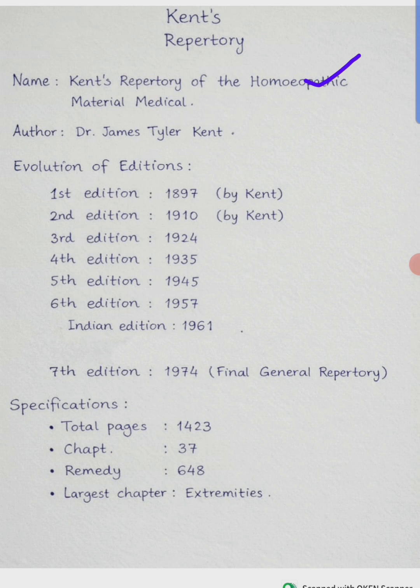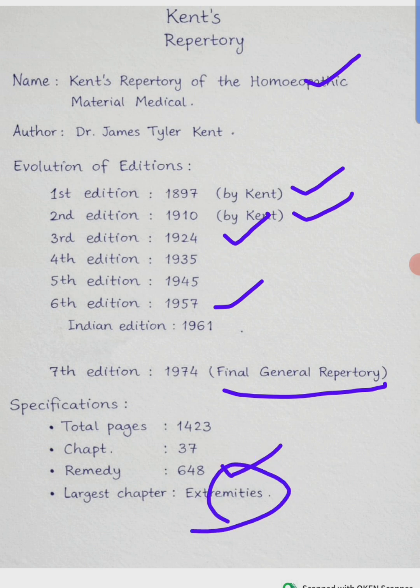The first edition was published in 1897, the second in 1910, the third in 1924, the fourth in 1935, the fifth in 1945, and the sixth in 1957, and the Indian edition was published in 1961. The seventh edition, 1974, is also known as the final general repertory. The specifications of the repertory: total pages 1423, total chapters 37, remedies 628, and the largest chapter is extremities.